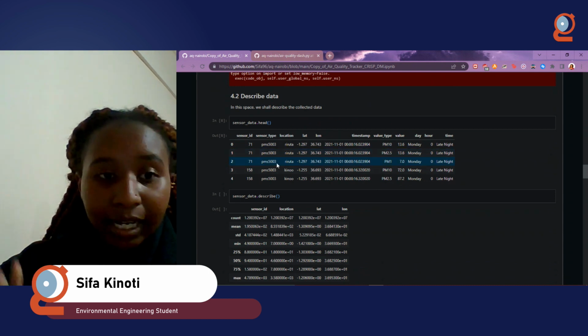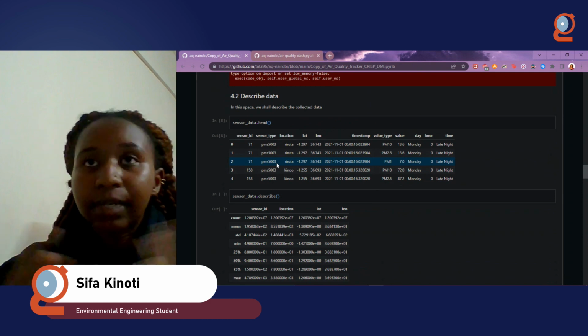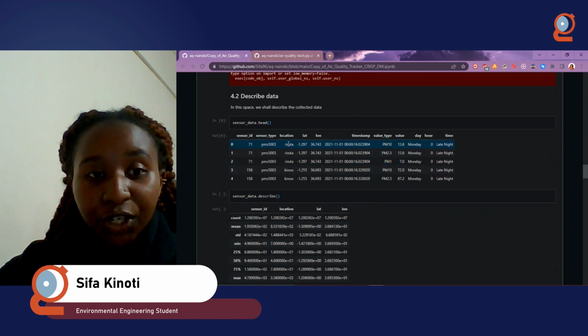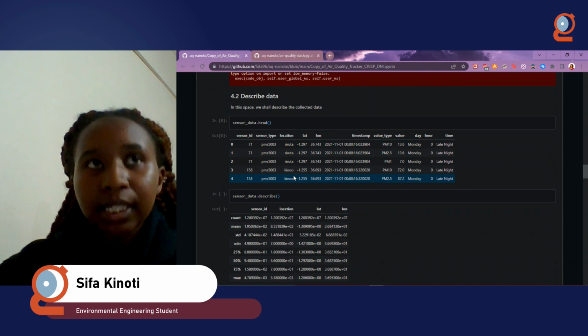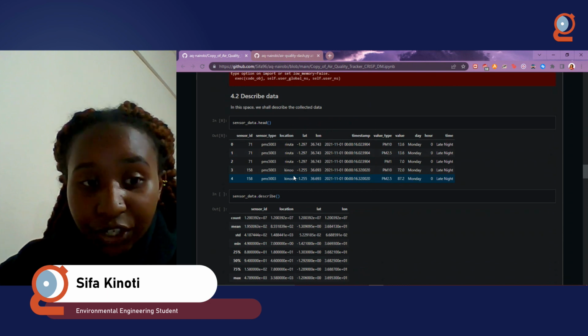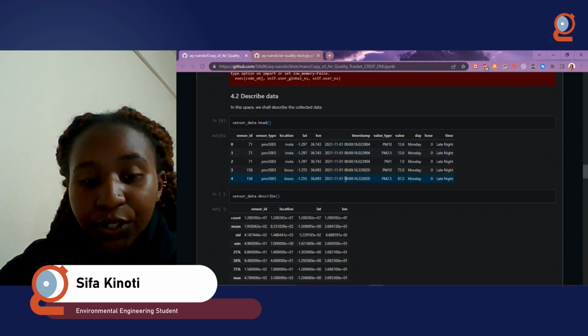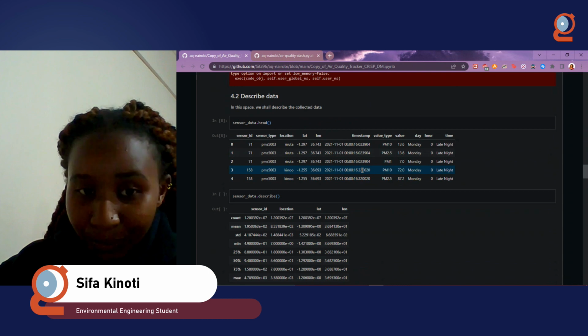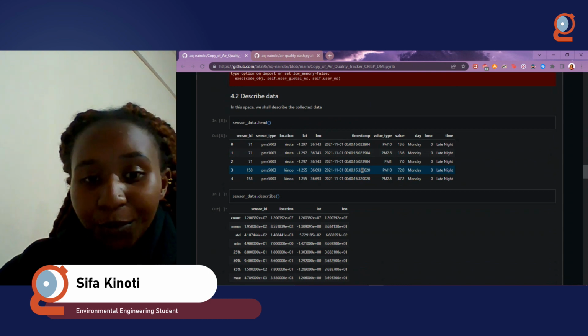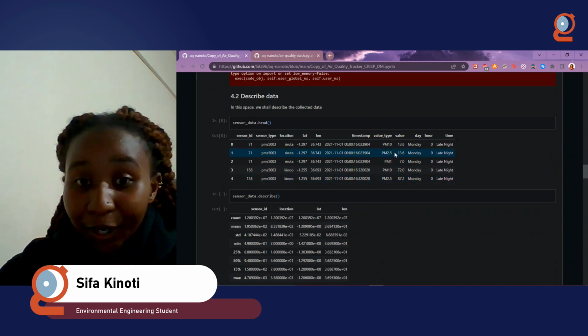So the different types of sensors, some that measure particulate matter, some that measure temperature, others that measure humidity, the location. Later on, you realize that this project has 17 locations within Nairobi. And of course, the geocoordinates, the timestamp. So this is what I was saying about it being a time series model. It means that information is being collected every second. As you can see here, it's actually every microsecond.